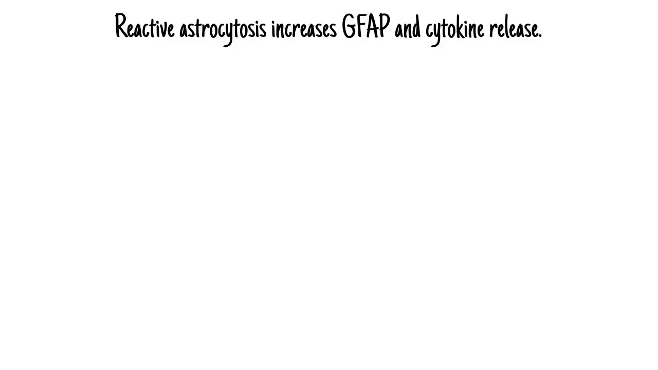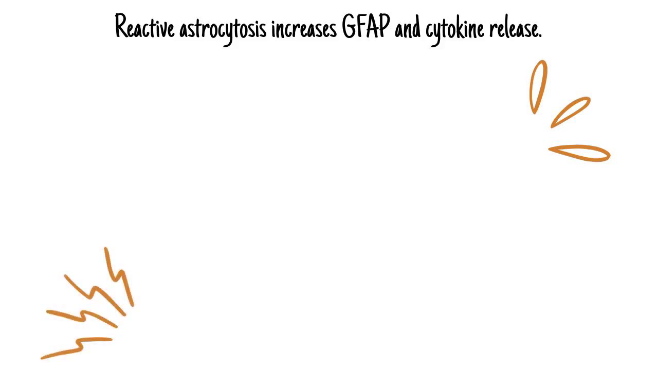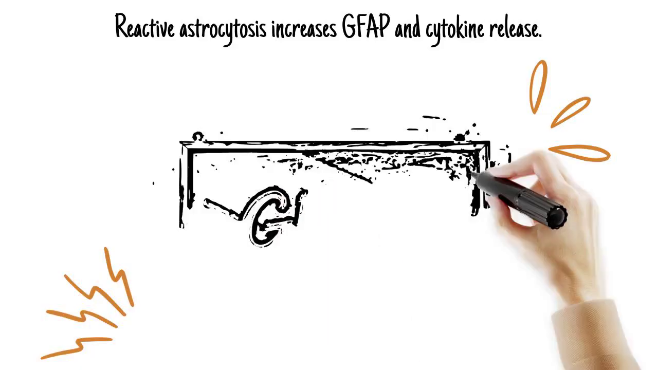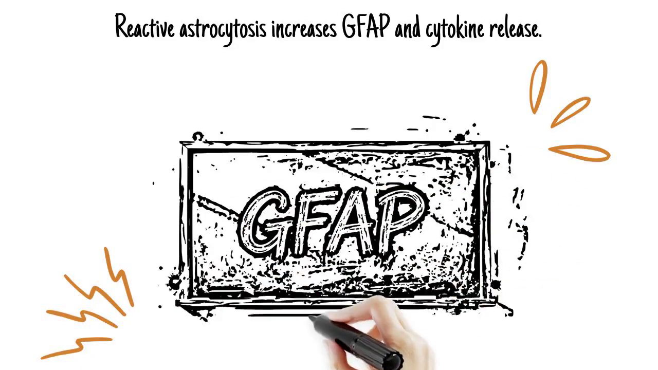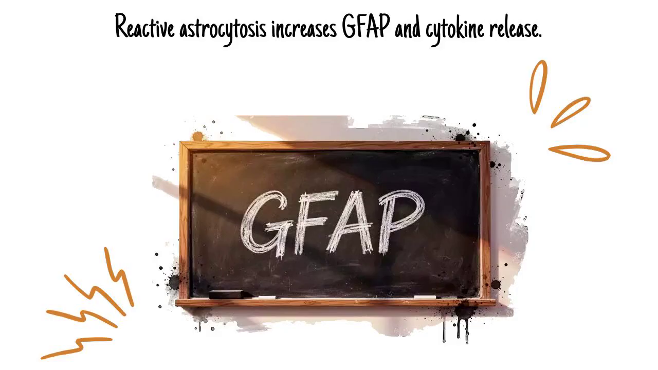This response involves upregulated expression of a structural protein called glial fibrillary acidic protein, GFAP, and the synthesis and release of inflammatory cytokines. These cytokines orchestrate local inflammatory responses and attract immune cells from the blood into the CNS.